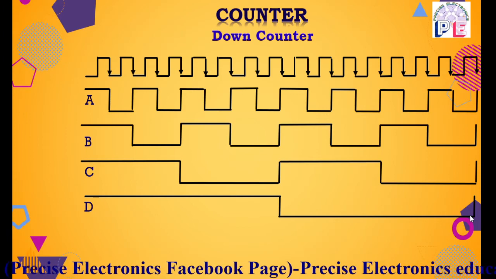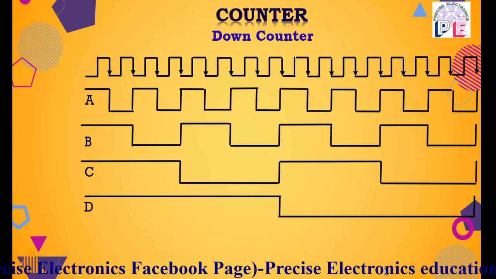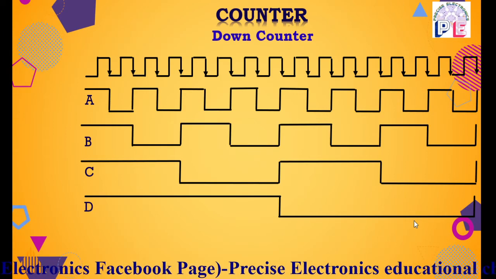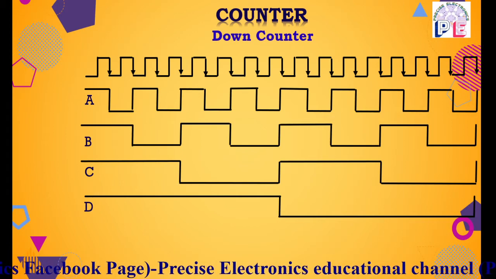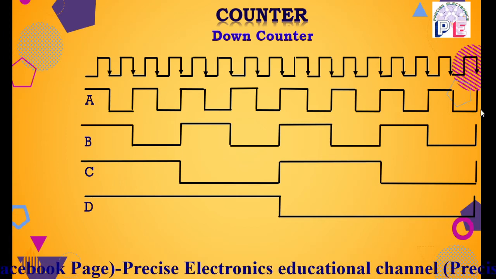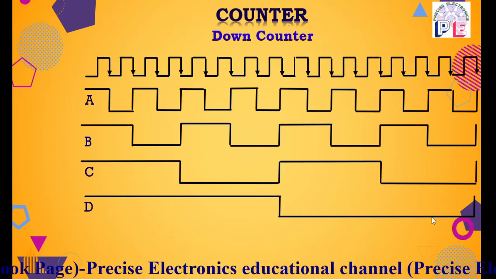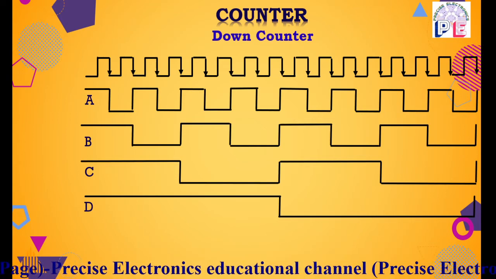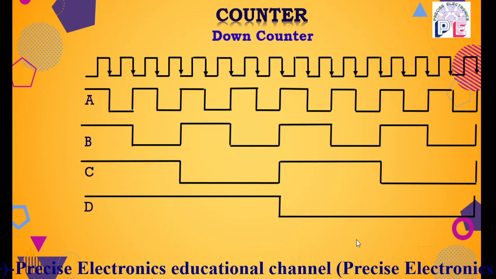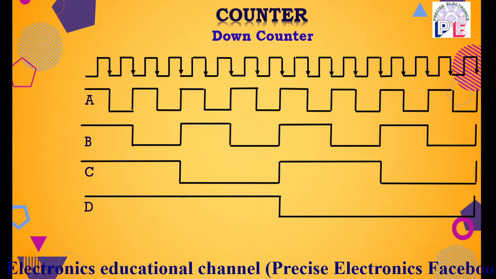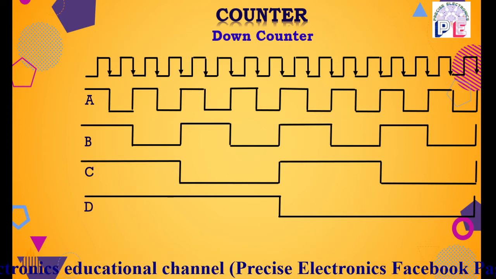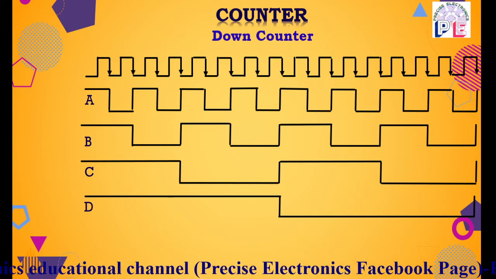After that, when the next clock appears, at the negative edge of the clock pulse, A toggles and changes its state from 1 to 0. So what is the output? That will be 1110. That is our first. So friends, that is the timing diagram of the down counter, in which the counter progresses from 1111 to 0000.